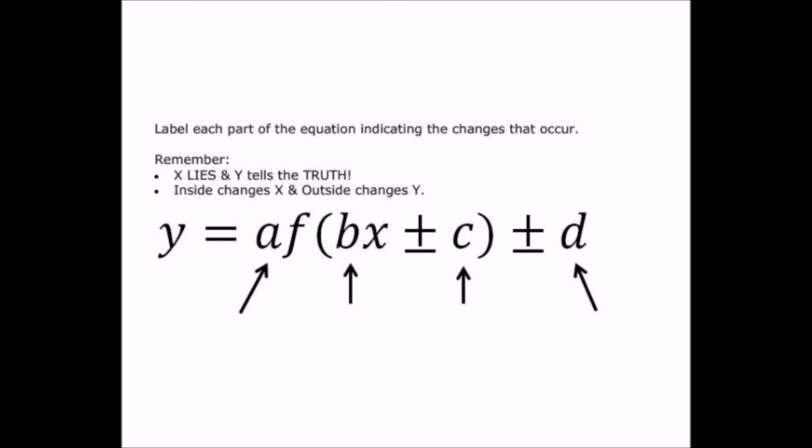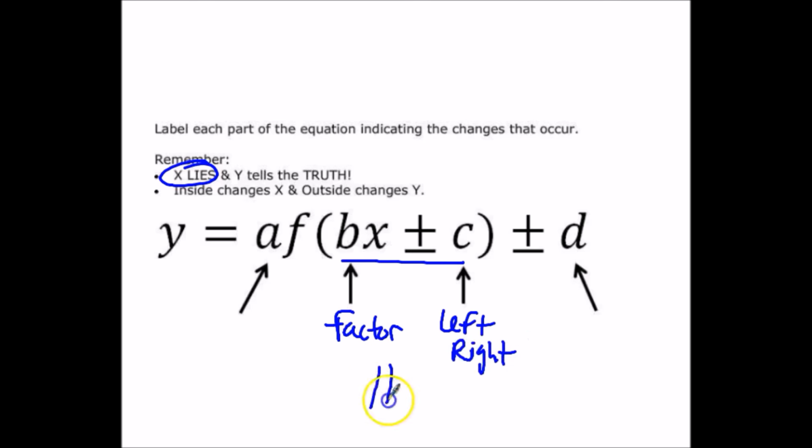Kicking butt. Talking about transformations now. We're going to label each part of the equation indicating the changes that occur. Remember we talked about x's lie. If it's inside, it's changing the x value. So this is talking about the factors. You know, if you got 1/5 and 4, and we'll talk about that here in just a bit. And this is left to right. And remember, if it's talking about your x's, it's that horizontal shift, okay? So we got a horizontal shift of some sort.